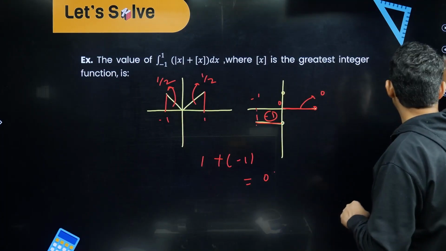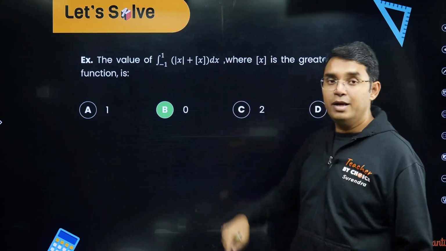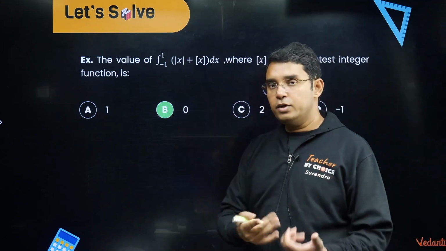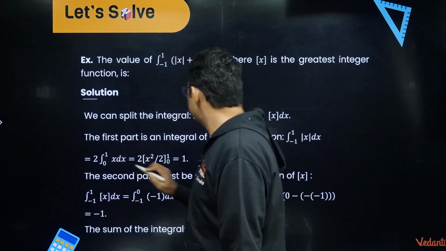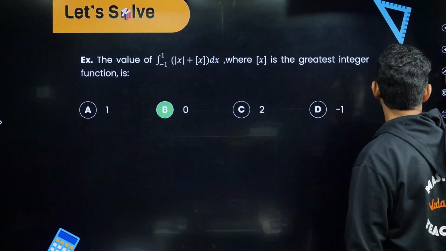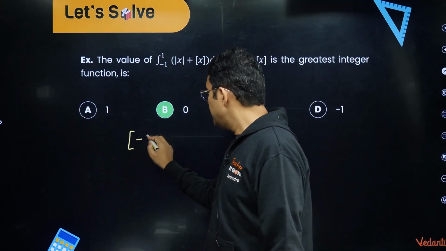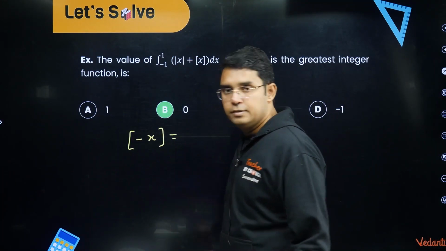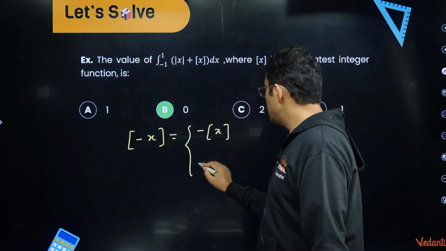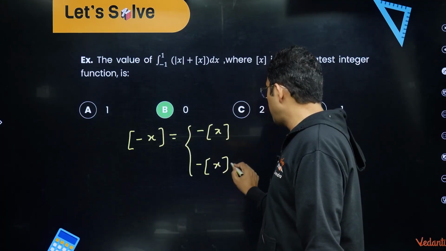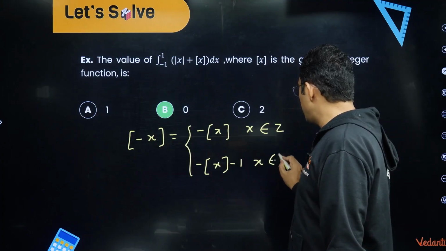One more method I am having for this question, please listen carefully. That method is actually for greatest integer. Mod, I think you already know. In greatest integer there is one very important property, please remember it: greatest integer of minus x is equal to minus of greatest integer x, or minus of greatest integer x minus 1. This is when x belongs to integers and this is when x doesn't belong to integers.